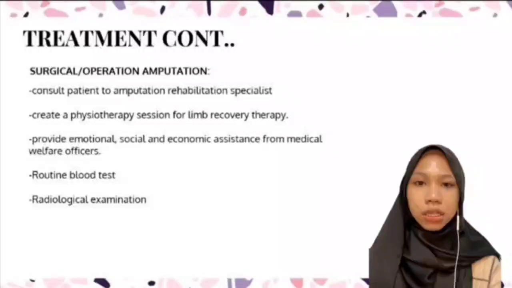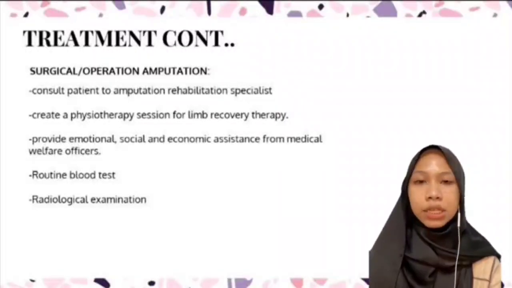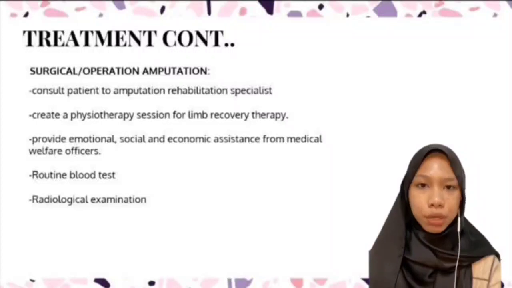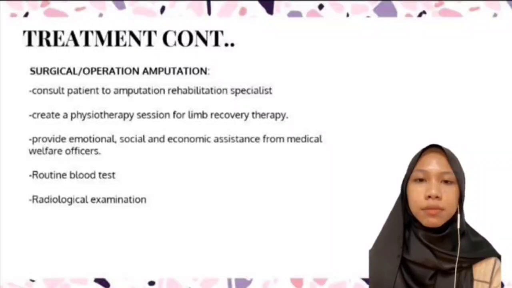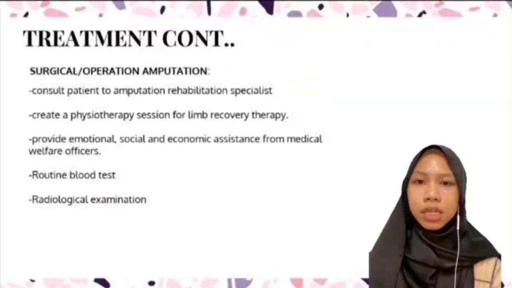There are several surgical treatments for amputated patients that nurses can give before surgery. Firstly, consult the patient to the amputation rehabilitation specialist for counseling process and limb preparation before surgery. Second, create a physiotherapy session for limb recovery therapy. Next, provide emotional, surgical, and economic assistance from a medical welfare officer. After that, do a routine blood test on the patient. Lastly, do a radiological examination such as a chest X-ray and X-ray on the affected part.